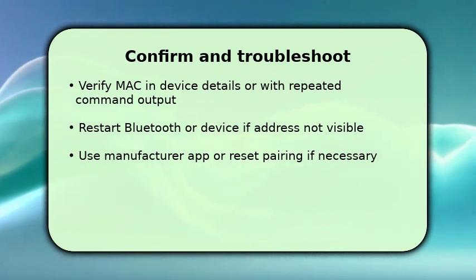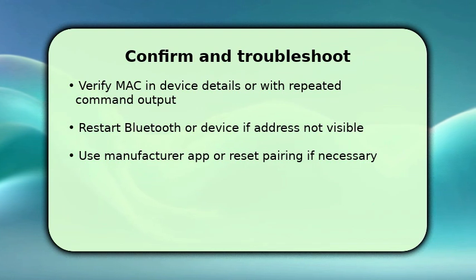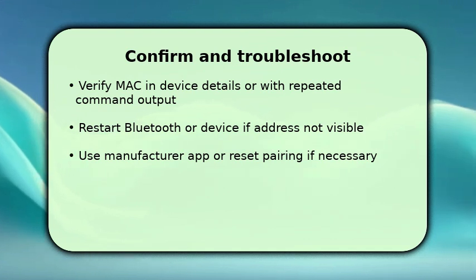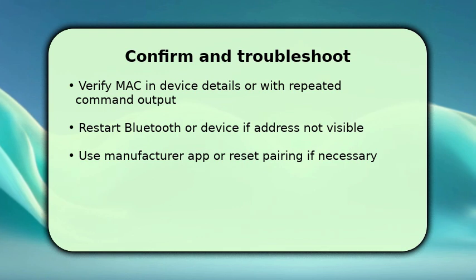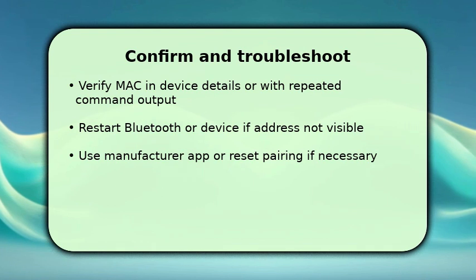If the address doesn't appear, restart Bluetooth on both ends and toggle visibility. This often resolves discovery glitches. Make sure to unpair and repair if inconsistent data persists, and consider the device manufacturer's app for a definitive listing. One troubleshooting tip: if nothing shows, reboot the device and retry discovery, which clears transient connection issues.